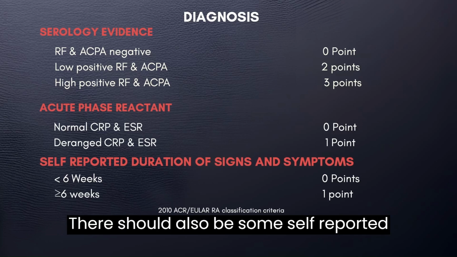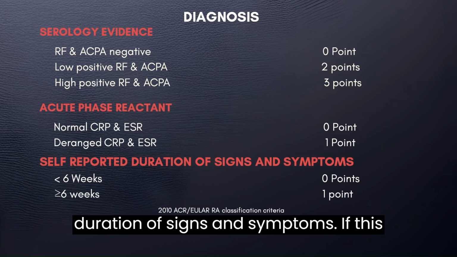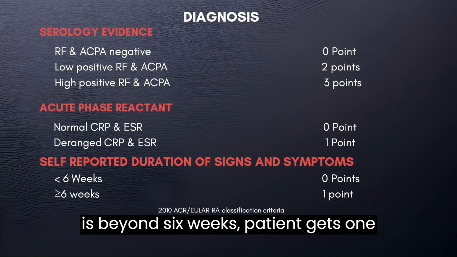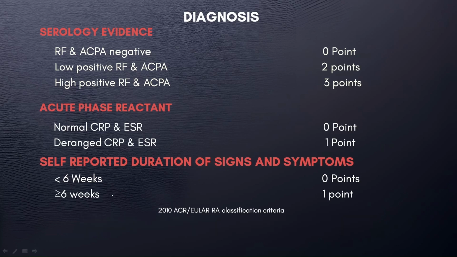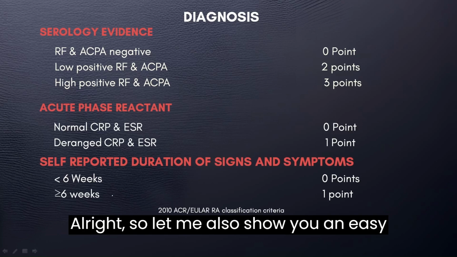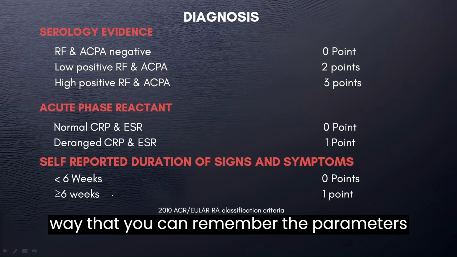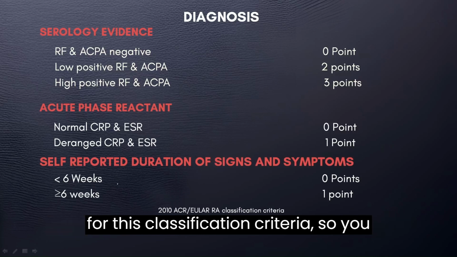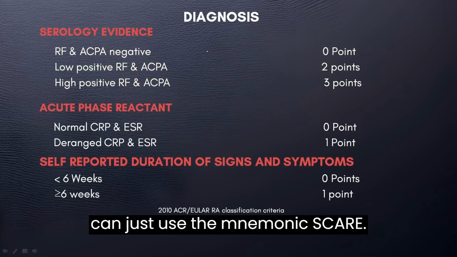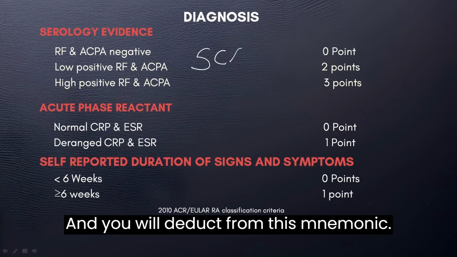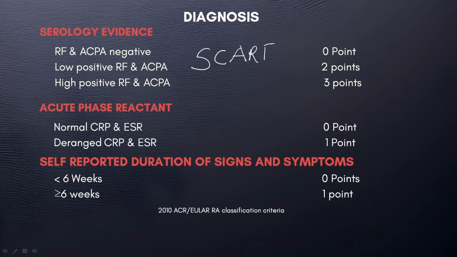There should also be some self-reported duration of signs and symptoms. If this is beyond 6 weeks, the patient gets 1 point. All right, so let me also show you an easy way that you can remember the parameters for this classification criteria. You can just use the mnemonic SCARE, and you will deduce from this mnemonic.